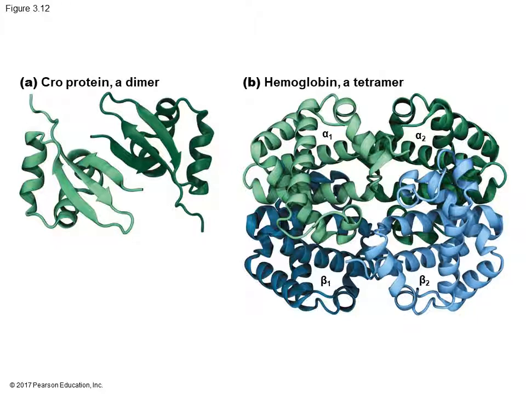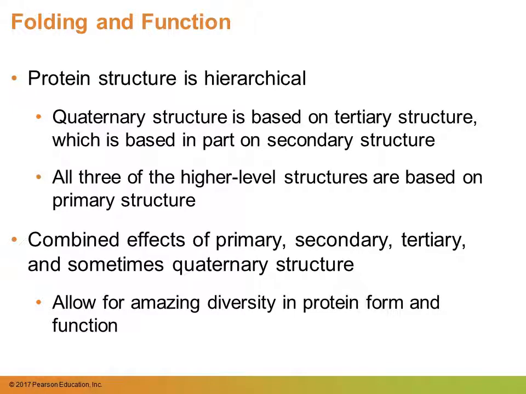If you take a look at the diagram on the right hand side, you'll see that it says alpha 1, alpha 2, beta 1, and beta 2. So you see that there are 4 subunits. There are 4 polypeptides. They've come together to do what? Their function is to bring oxygen to your cells via the red blood cells. In A, we see the Cro protein, which is a dimer, di meaning 2. So you see that they both almost look like mirror images of each other.